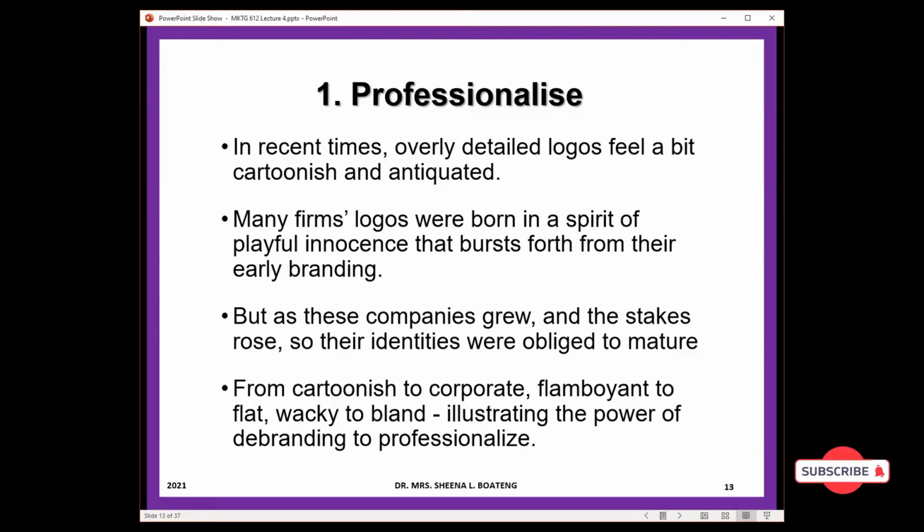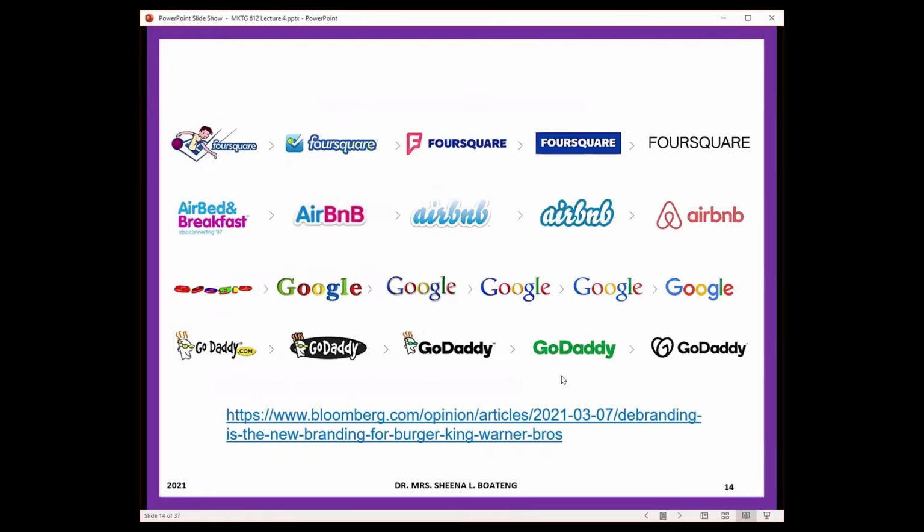And their brands have to be able to mature to meet the current group of sophisticated customers at their point of need. So they decided to shed the more cartoonish and antiquated brand logos for more corporate and sophisticated logos, from flamboyant to flat, and then from wacky to bland, which in their opinion help to illustrate their professionalism as brands, right? So let's look at some examples of these brands that they are talking about, and let's judge to see if indeed this professionalization is what is happening here. So these are three different brands whose logos have evolved over the years to become more professional.